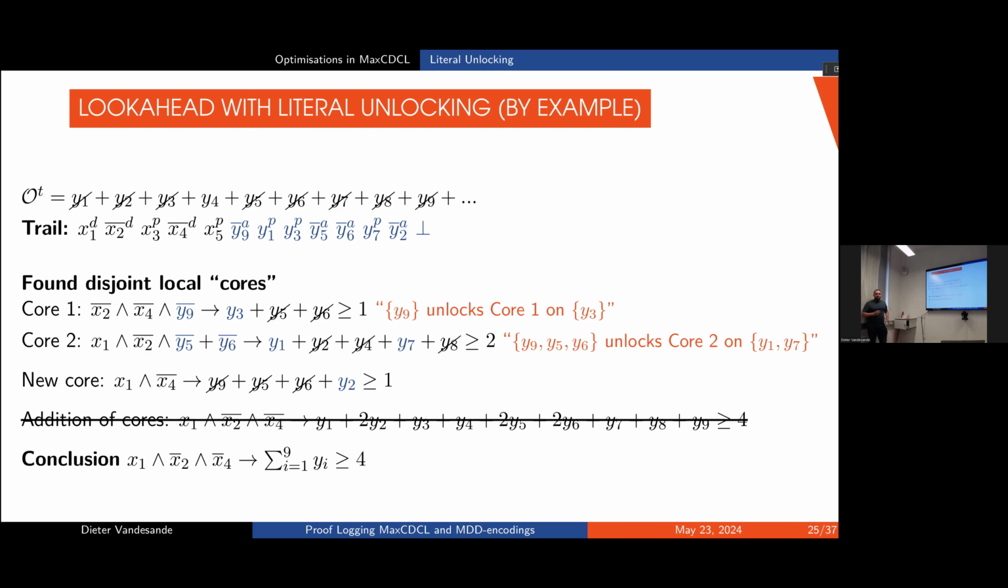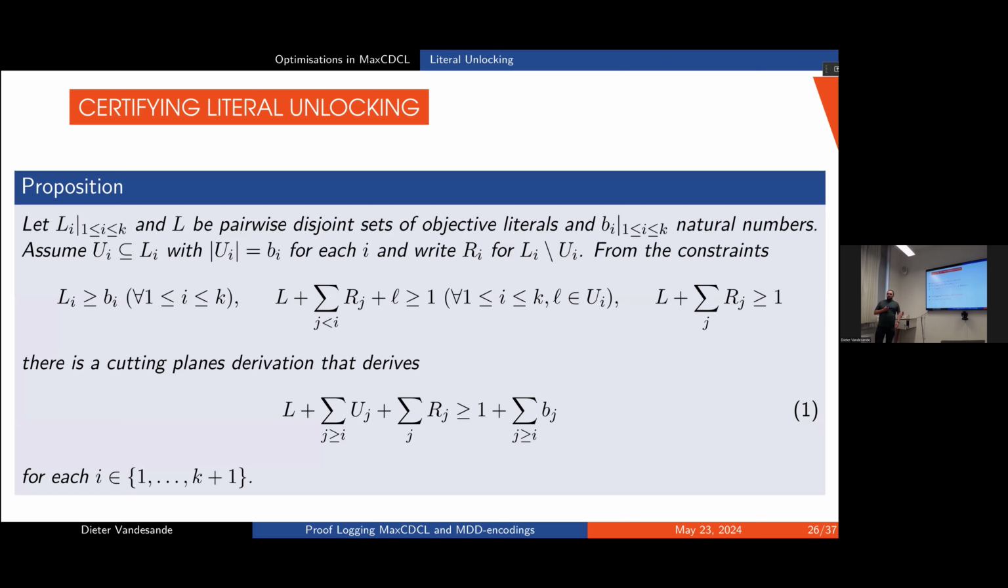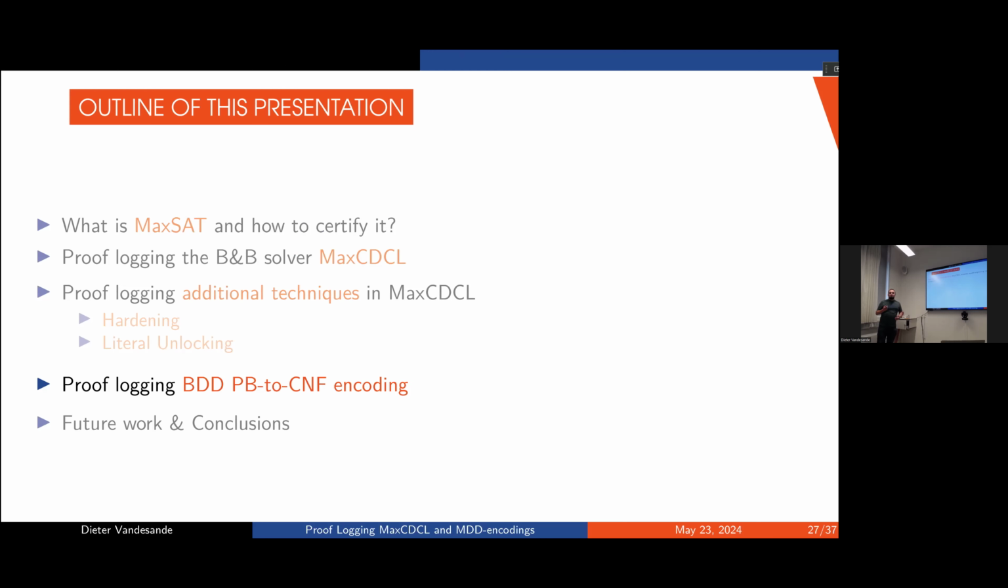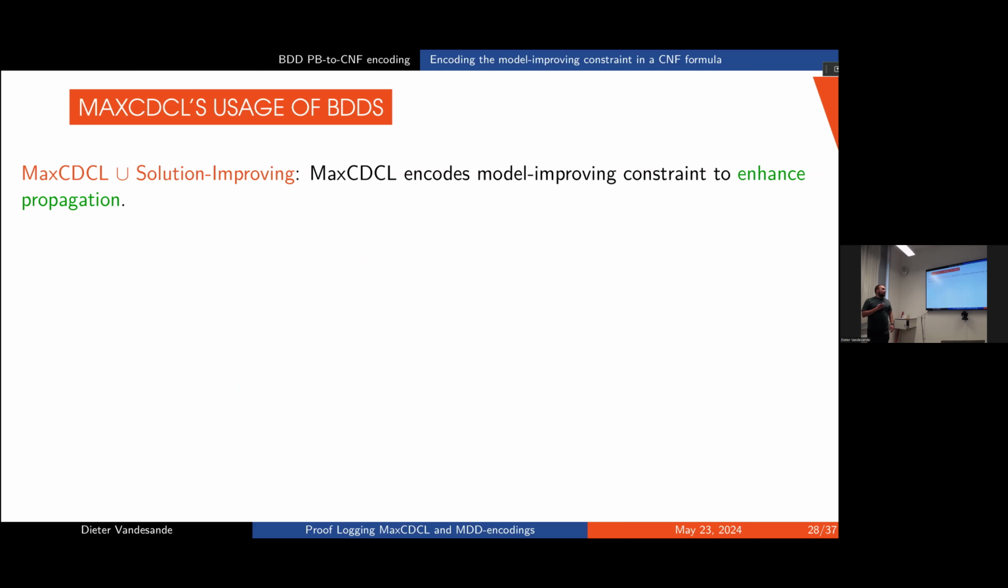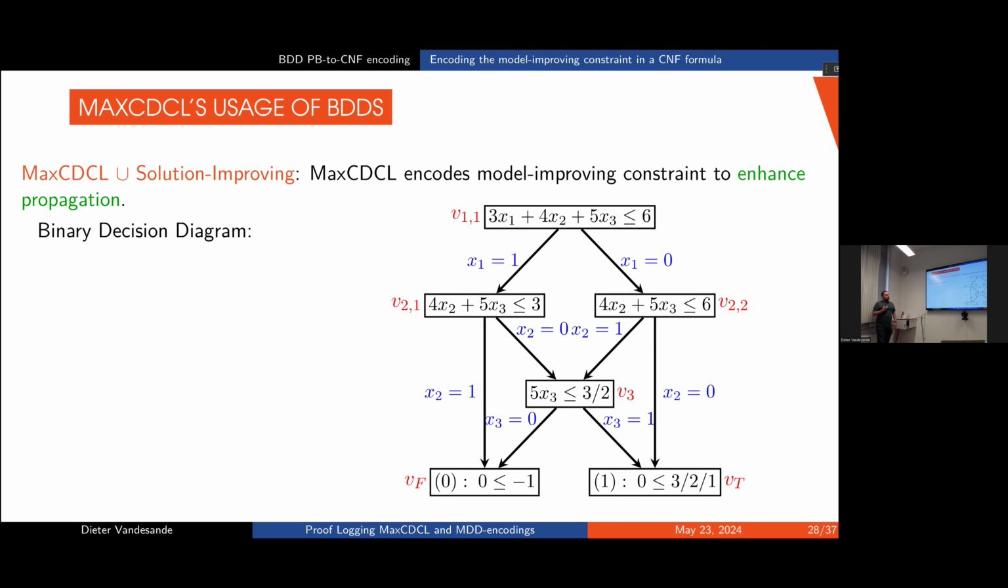Okay, so that was MaxCDCL. MaxCDCL combines this Benjamin bound solving with solution-improving search, basically by encoding the model-improving constraint, saying that I'm searching for a strictly better solution, to actually get more unit propagation. And it does so by encoding this constraint using a circuit based on binary decision diagrams.